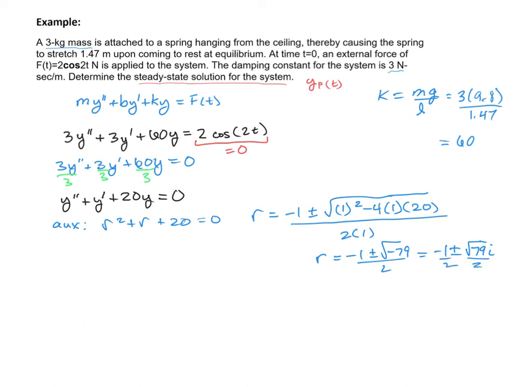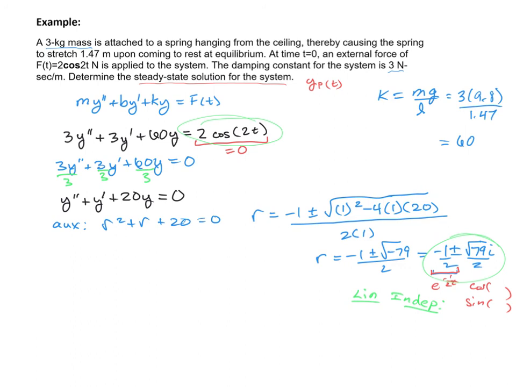So what's important to understand here is this would turn into exponentials. We would have an e to the -1/2 t, and then we'd have a cosine and a sine of the square root of 79 over 2 t. And what's important to see here is that these values have nothing to do with our forcing term, so we know for sure that we have linear independence. So when we form our forcing term, all we have to do is take a look at representing the cosine of 2t.